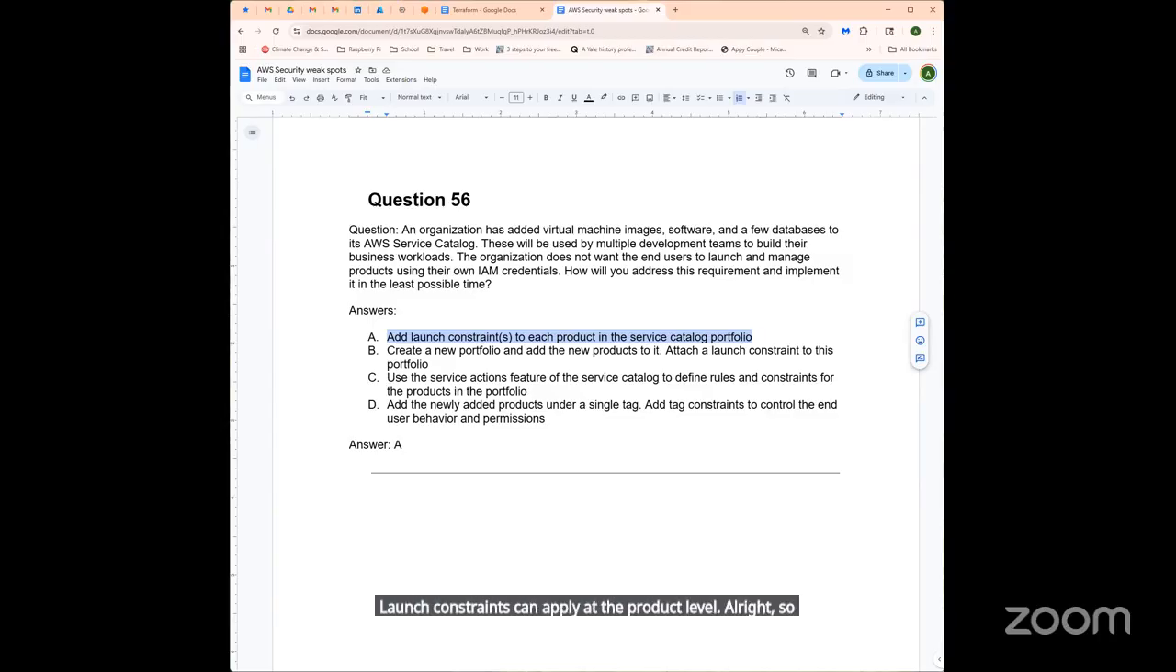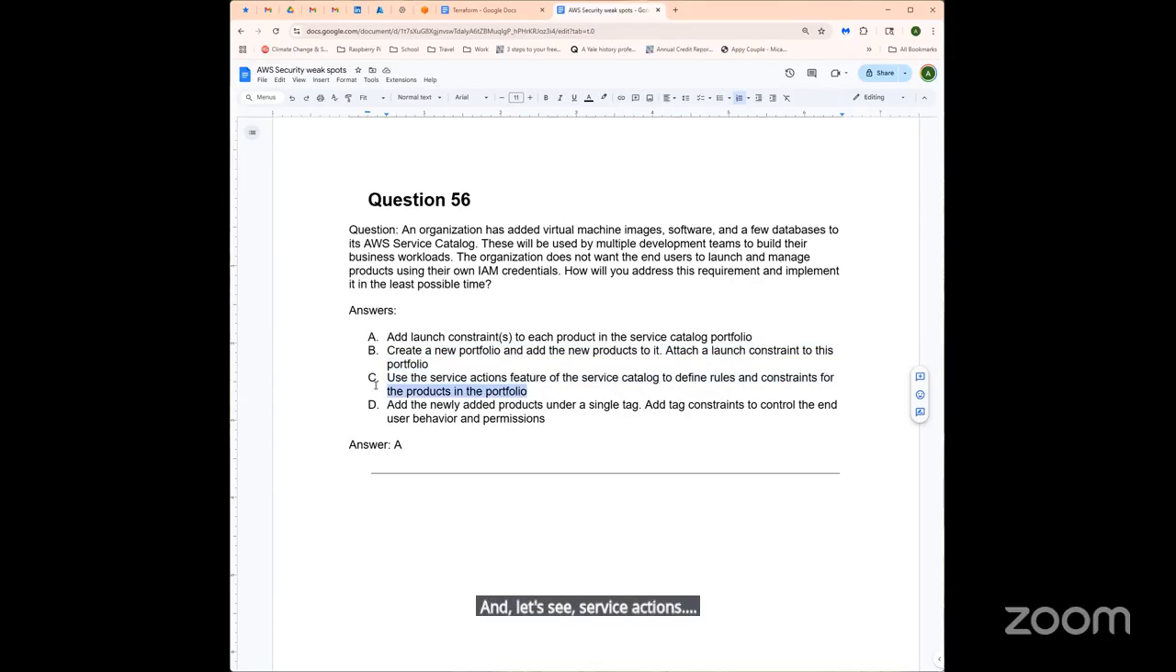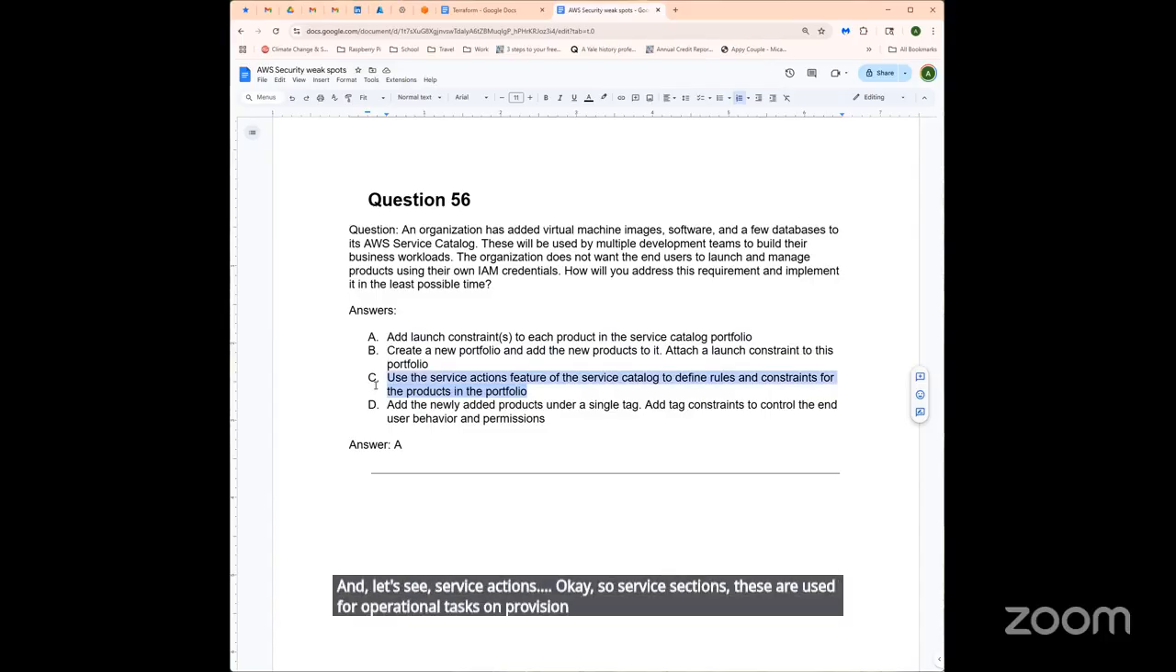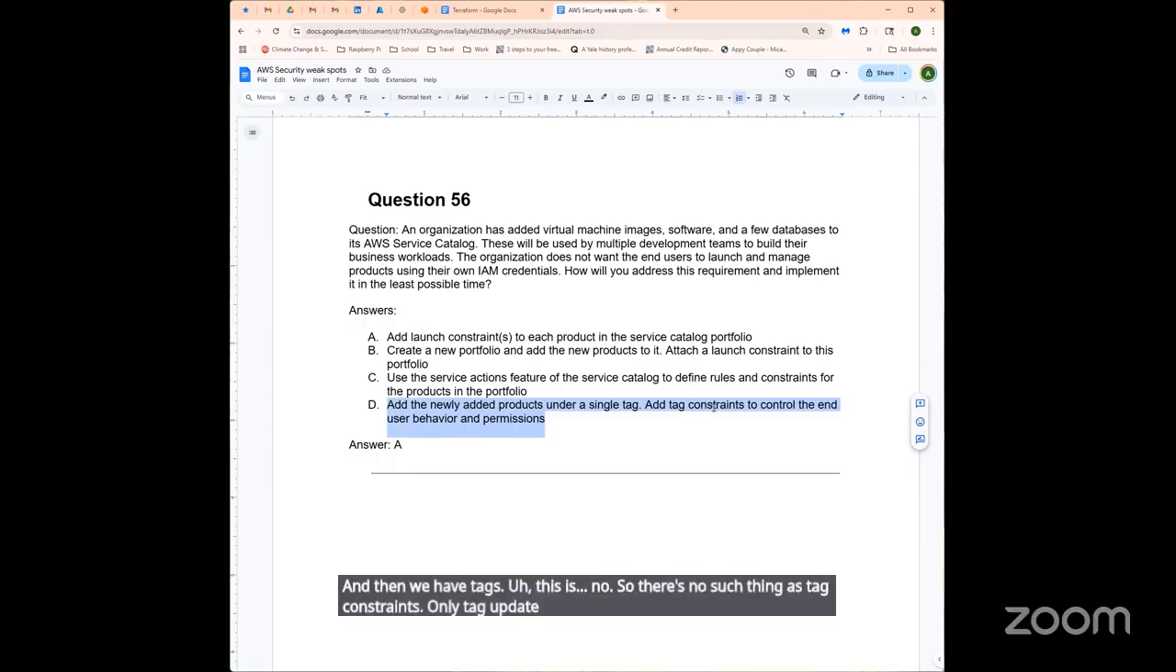All right, so why are the other answers incorrect? So let's see, portfolio level. Launch constraints don't apply at the portfolio level. They must be applied to each product individually. And let's see, service actions. These are used for operational tasks on provisioned products, not for controlling launch permissions. And then we have tags. There's no such thing as tag constraints. Only tag update constraints exist. Little trick question.